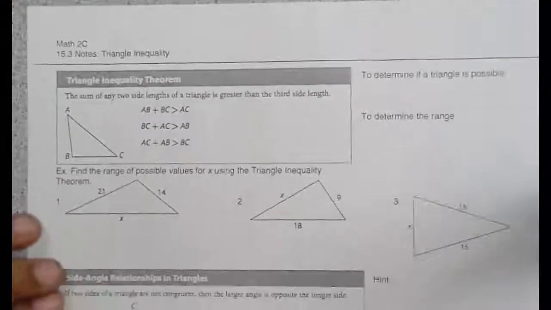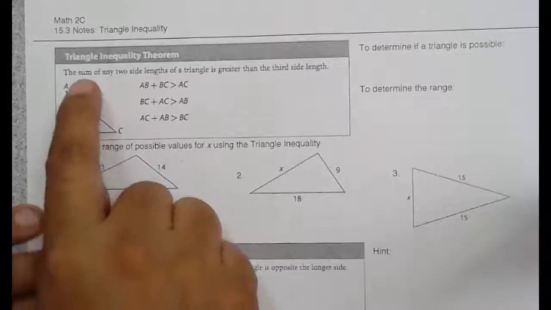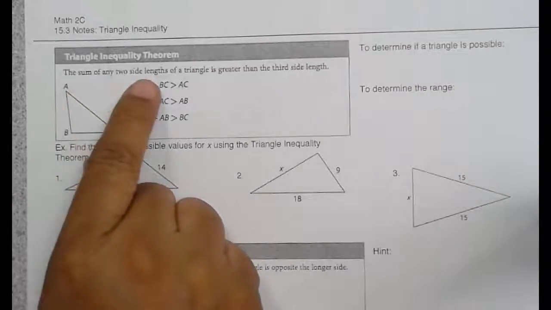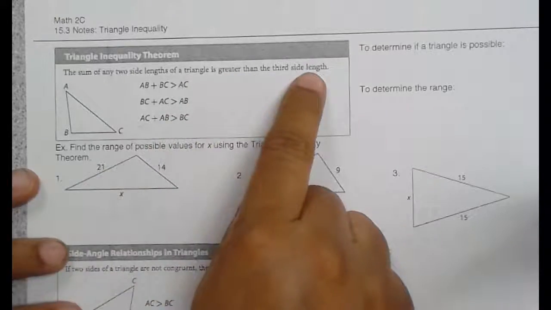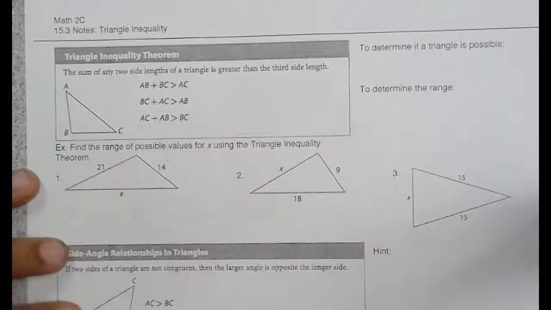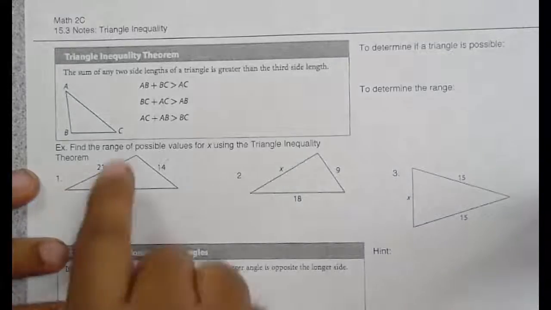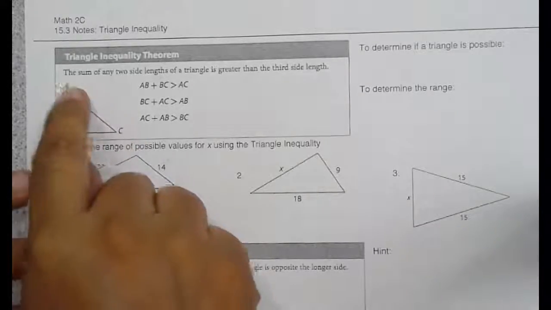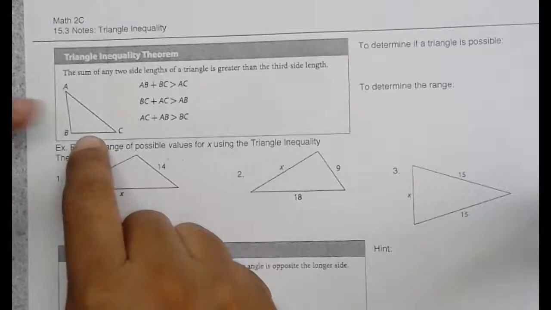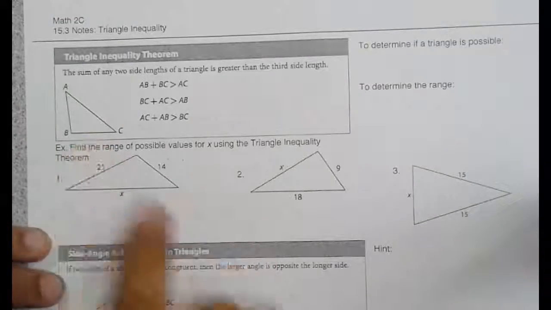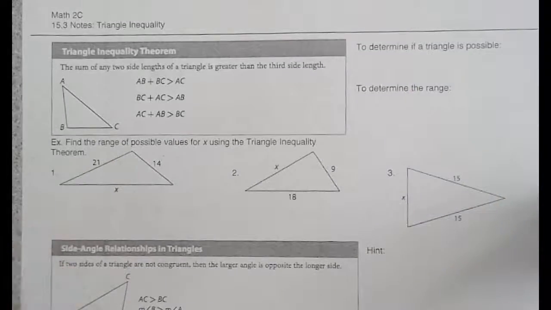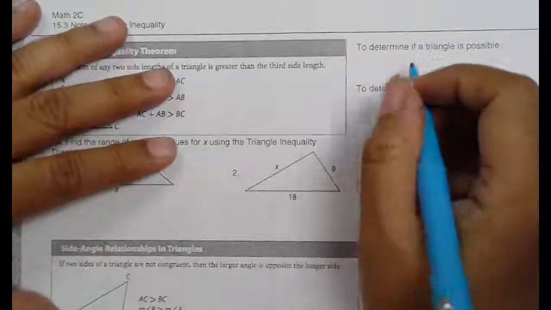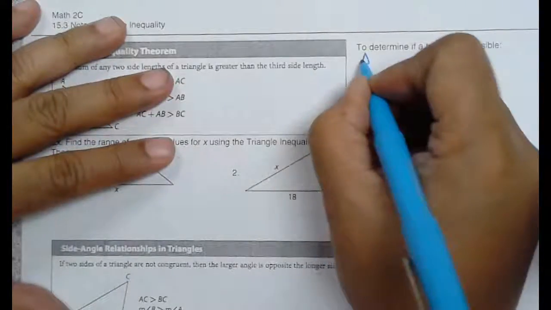So this theorem says if you find the sum, add any two side lengths, it has to be greater than, bigger than the third side. Okay? So if you add any two, it has to be bigger than the third. Well, if you add the longest side with any of the other, it's going to be bigger than the third for sure. So my shortcut to determine if a triangle is possible is basically I'm just going to have you add the two shortest, and then it has to be bigger than the third.